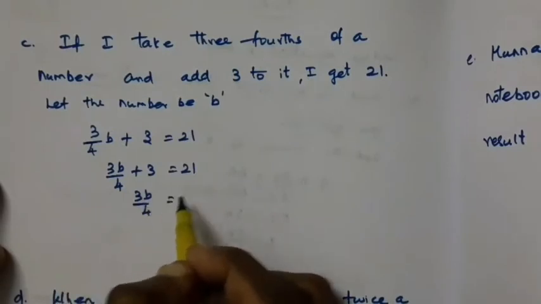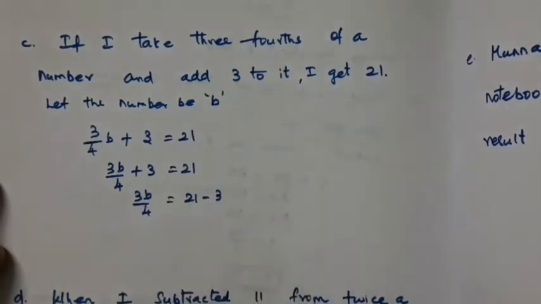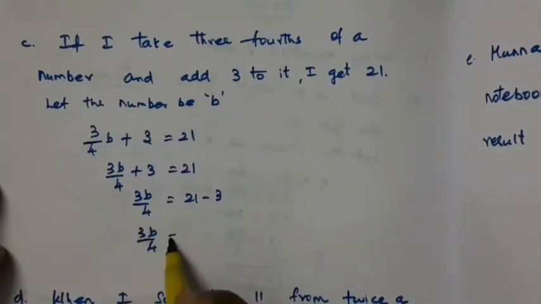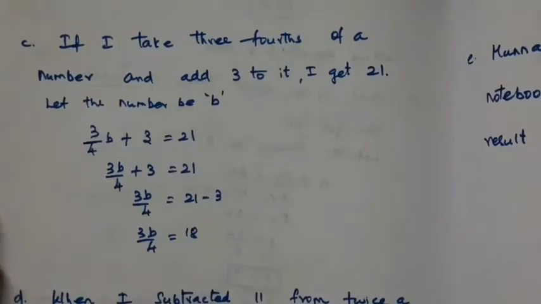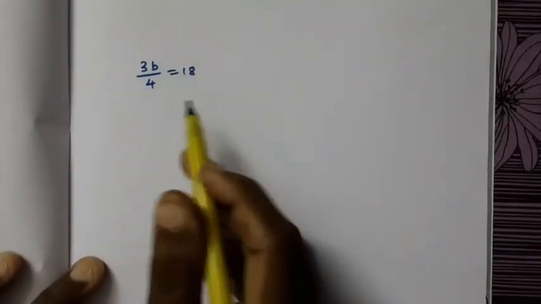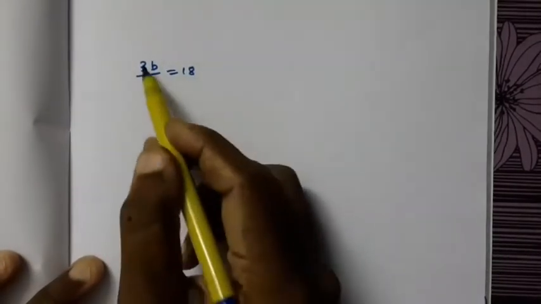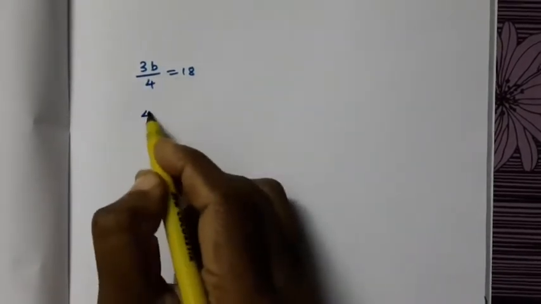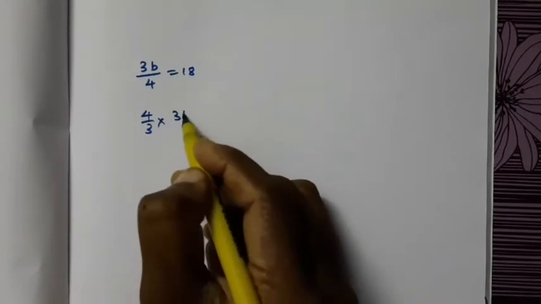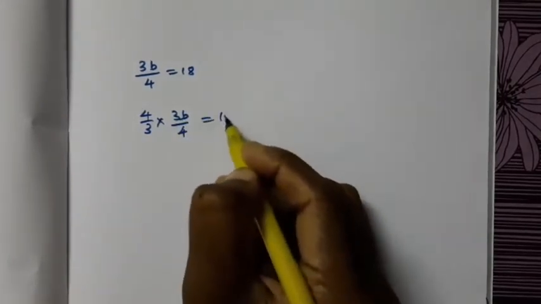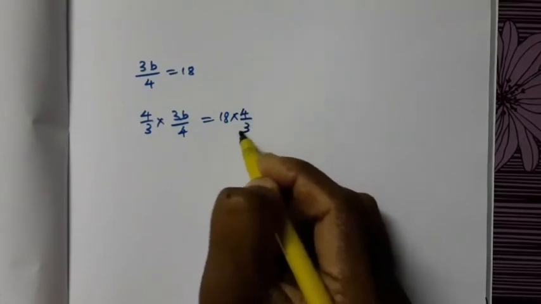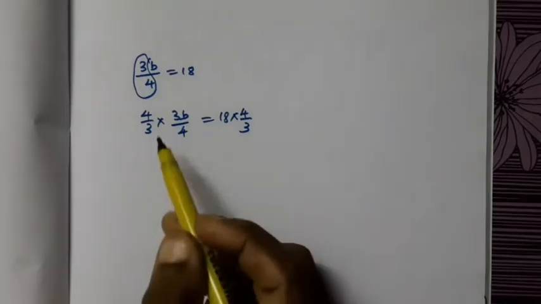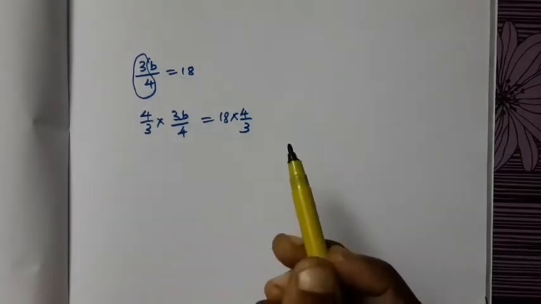3b/4 equals 21 minus 3. So what is 21 minus 3? 3b/4 equals 18. Now, 3b/4 equals 18. I am going to multiply by 4/3 on both sides. That is the reciprocal of 3/4. So 4/3 multiplied by 3b/4 equals 18 multiplied by 4/3. So take the reciprocal of 3/4, which is 4/3, and multiply it on both sides.